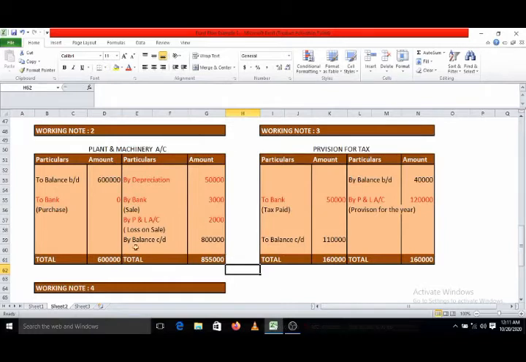Now if you take the total, you can check out that credit side total is 8,55,000, but debit side total is only 6 lakhs. It means there is a difference. It means there is one item missing on the debit side. By what amount? 8,55,000 minus 6 lakhs. Suppose here I can calculate it. 8,55,000 minus 6 lakhs. That comes to 2,55,000.